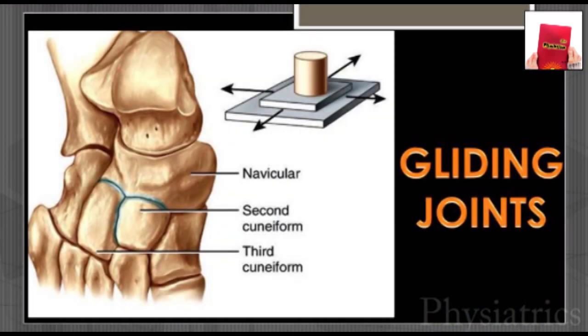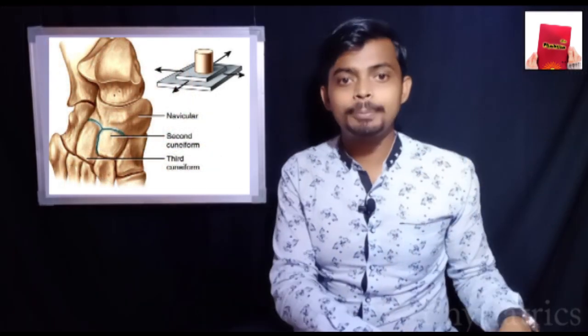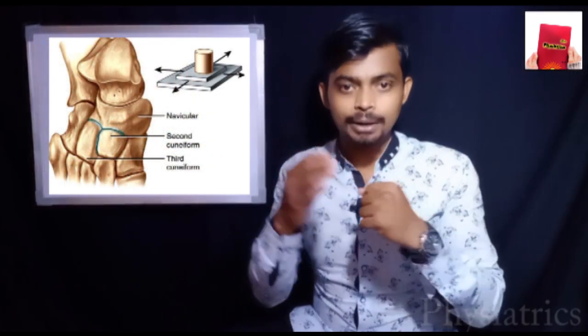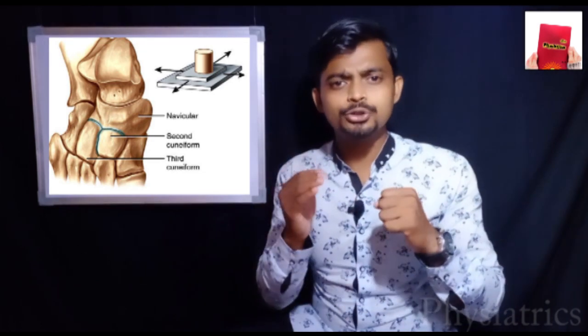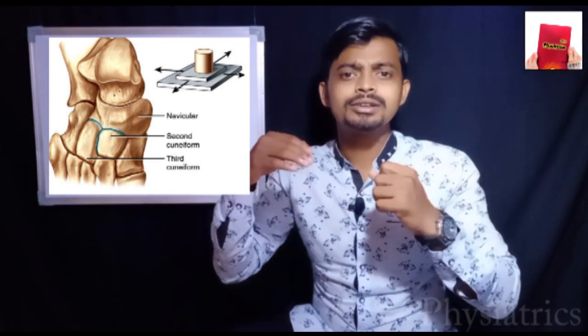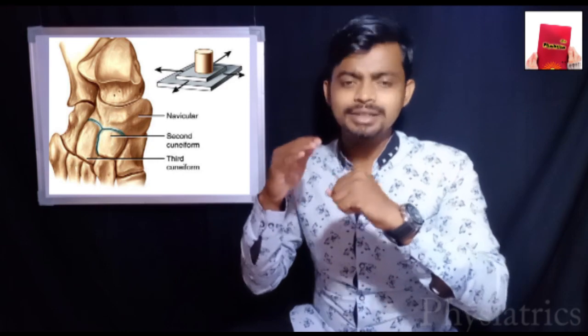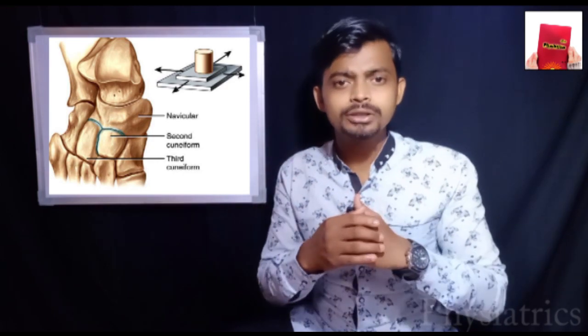The fourth joint is a gliding joint or the plane joint. These joints are present in between the carpals or the tarsals. These joints provide less motion, whereas they are essential for absorbing the jerks.